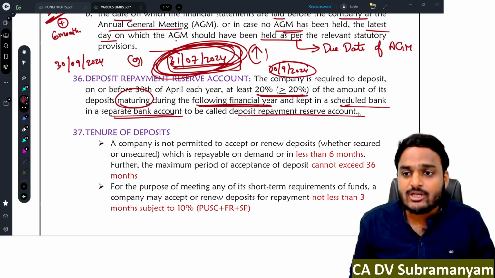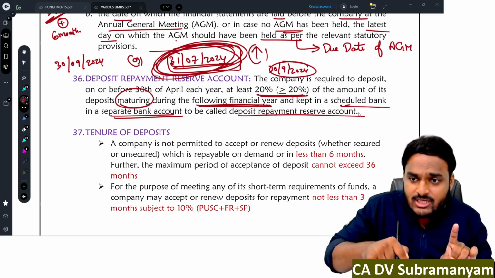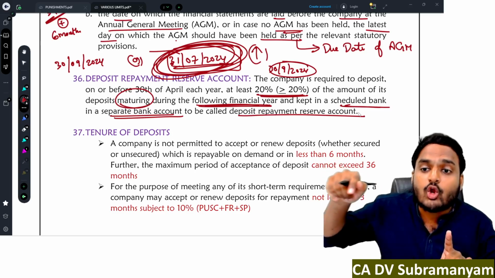So what is the applicable limit? 20%. 20% of the amount of deposits maturing in the current financial year or the following financial year? Following financial year.